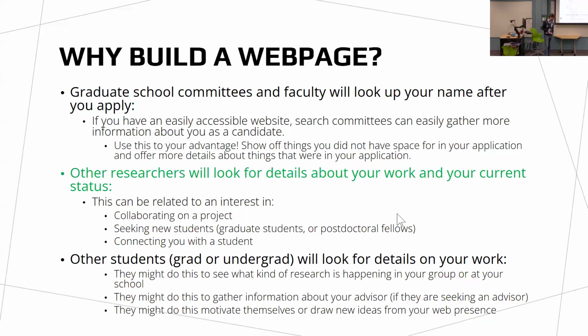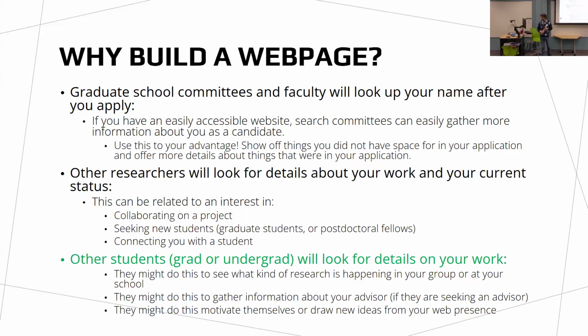If you're a researcher, grad student or post-grad, other researchers will look for details about your work. I do it frequently, even for my colleagues. I look up their website to see information that they've published before, because people put their papers up there, they put research projects or information on their research teams. So it's a nice way to figure out if people are seeking students or seeking collaboration.